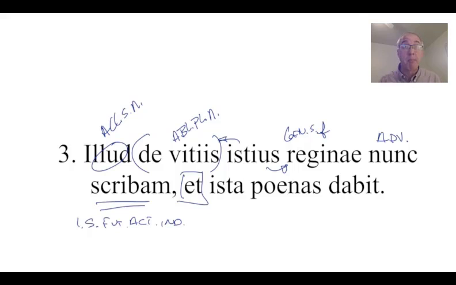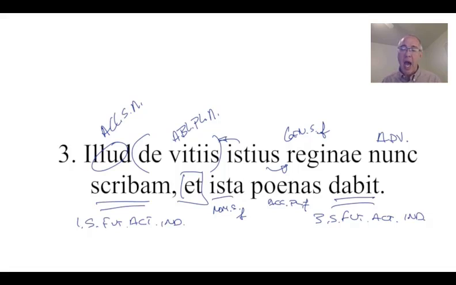And, okay, second verb. Dabit, third person singular, future, active, indicative. And she will give, and that woman, oh, this is the nominative singular feminine. It refers to, it doesn't modify, the queen. Because notice he used istius in the first part. That queen, and that one, ista, she will pay the price. Poenas is accusative, plural, feminine, but dabit poenas means pay the price. It doesn't mean give the penalty. Literally, that's what it says, but it means pay the price. I will write that about the vices of that queen now, and that queen will pay the price.